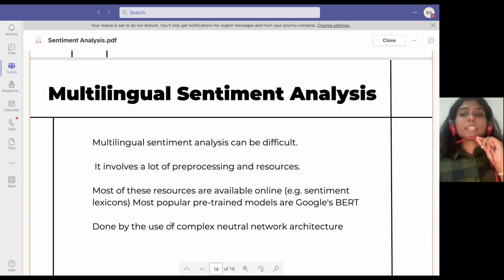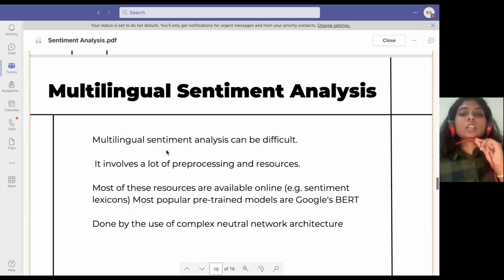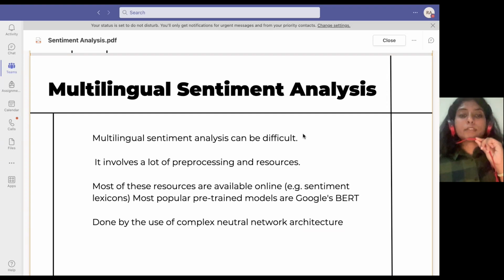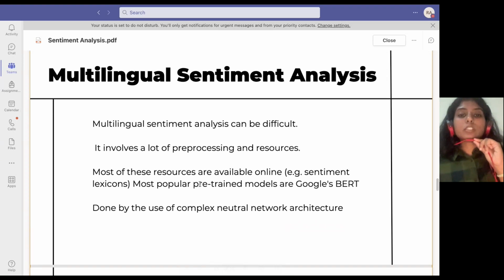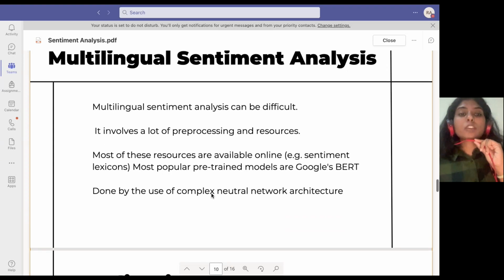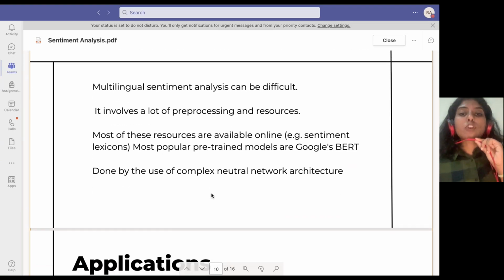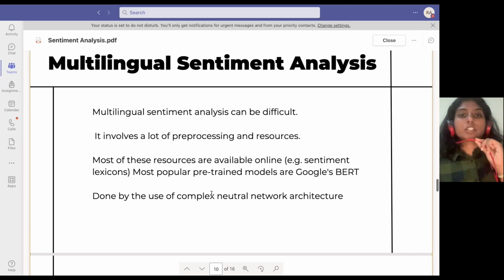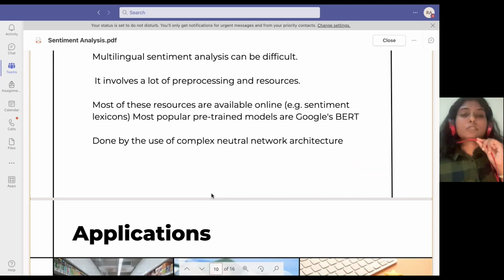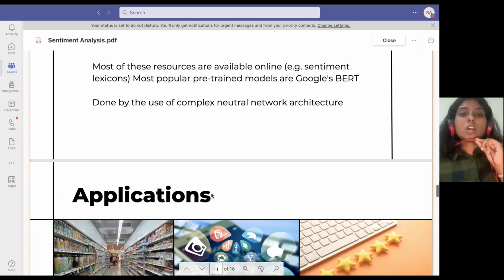Next is multilingual sentiment analysis. The word multilingual itself defines it: multi-language sentiment analysis. This analysis can be difficult. It involves a lot of pre-processing and resources. Most of these resources are available online. Example, sentiment lexicon. Most popular pre-trained models are from Google, but this is done by the use of complex neural network architecture. So these are the four types of sentiment analysis.